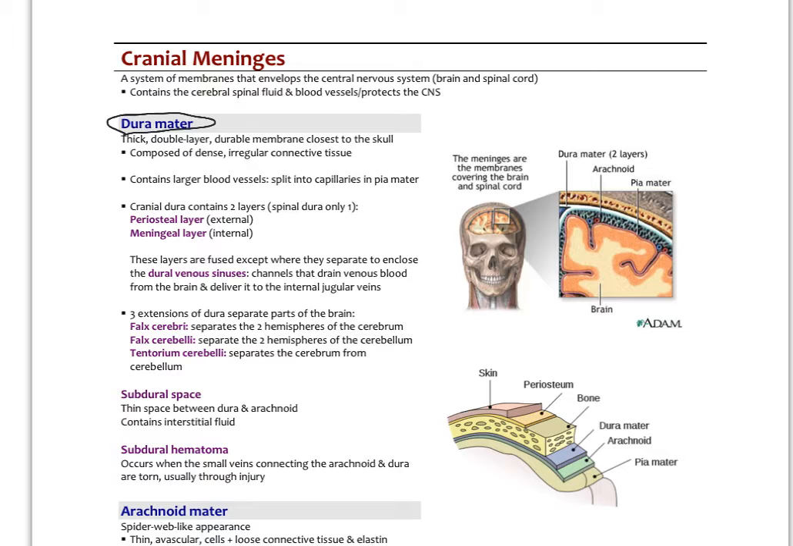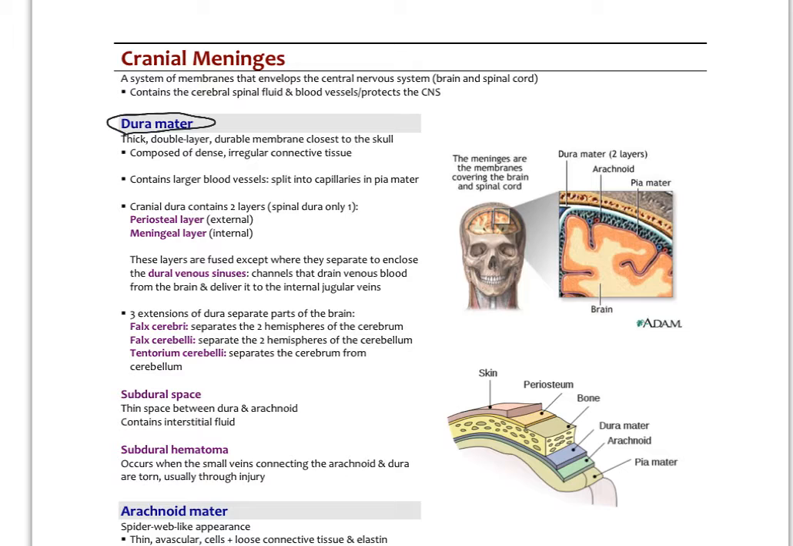The cranial dura really consists of two layers. Spinal dura, that's what's around the spinal cord, is only one layer. There is what's called the periosteal layer, which is the external layer, and the meningeal layer, which is internal. That's up against the next layer of the meninges. These layers are really fused, except in places where there are big gaps that open up to form what are called the dural venous sinuses. So I'll show you pictures of the venous sinuses in the next slide.